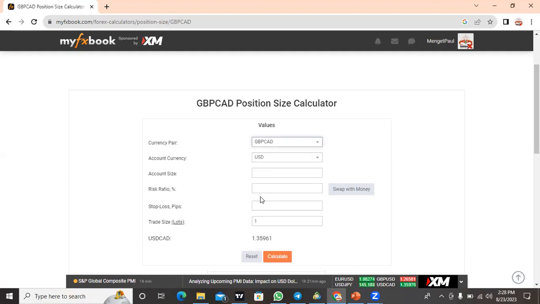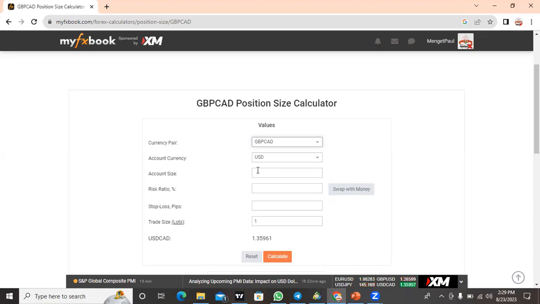Now, under account currency, what account currency are you using? If you are in Nigeria, is it Naira? Is it Euro? Whatever the account, but we are using USD, US dollar. So we select USD. Now the account size: what account size are you using to trade? Are you trading with $100? $200? $1,000, $50,000, $100 million? Whatever amount of capital you are trading, you are going to input it here.